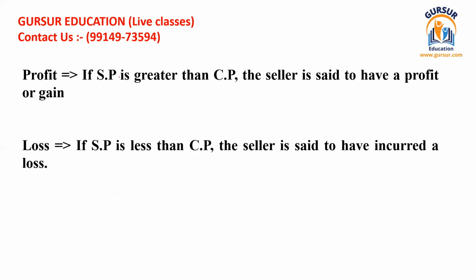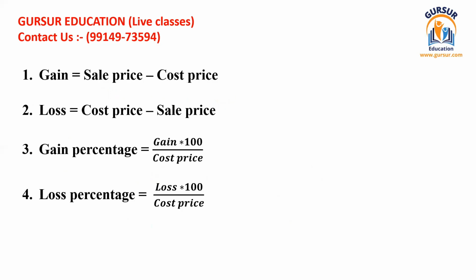I'm going to move further with the fifth and sixth one. So now one by one, I'm going to tell you how you can make use of SP and CP in different formulas. For finding the gain, just minus cost price from sale price. This is the first formula. Gain is always equal to sale price minus cost price. Loss is always equal to cost price minus sale price. This is the second formula, which I have already told you. In the first case, SP is greater than CP. In the second case, SP is lesser than CP.